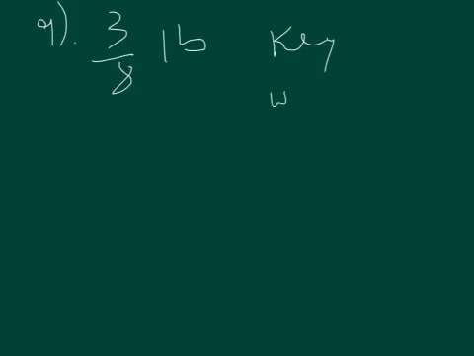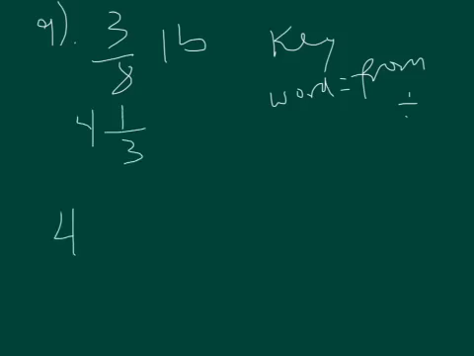Okay, on number 9. So which expression shows how many 3/8? So I got 3/8 pounds of a hamburger right here that can be made from, the key word here is from. And that tells me I have to divide. So 3/8 can go into 4 1/3. All you have to do is take, literally, 4 1/3 divided by 3/8, which is of course 3. I'm glad to say not a lot of people missed that on the test actually.